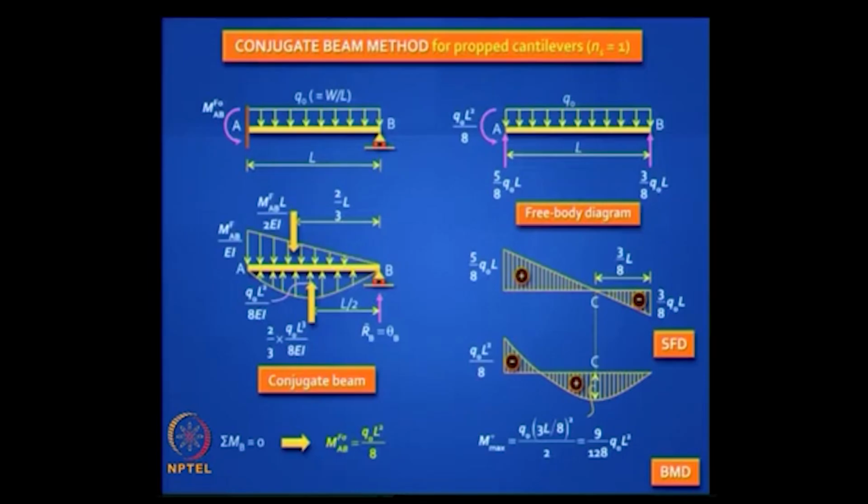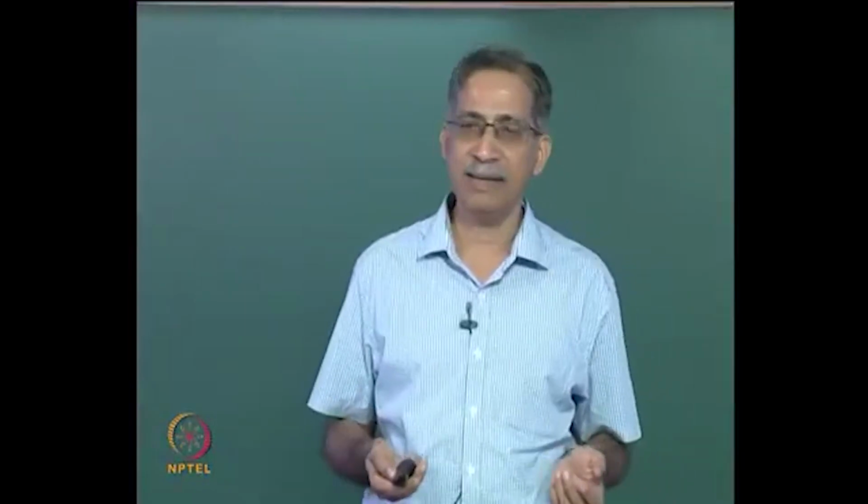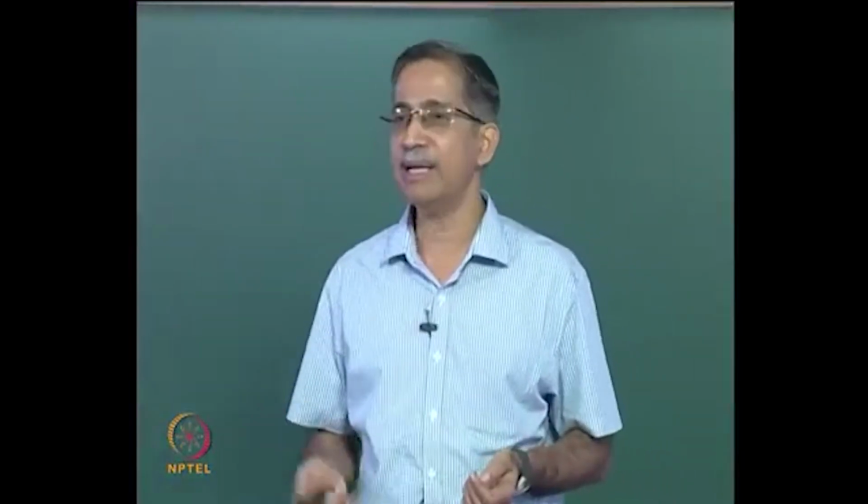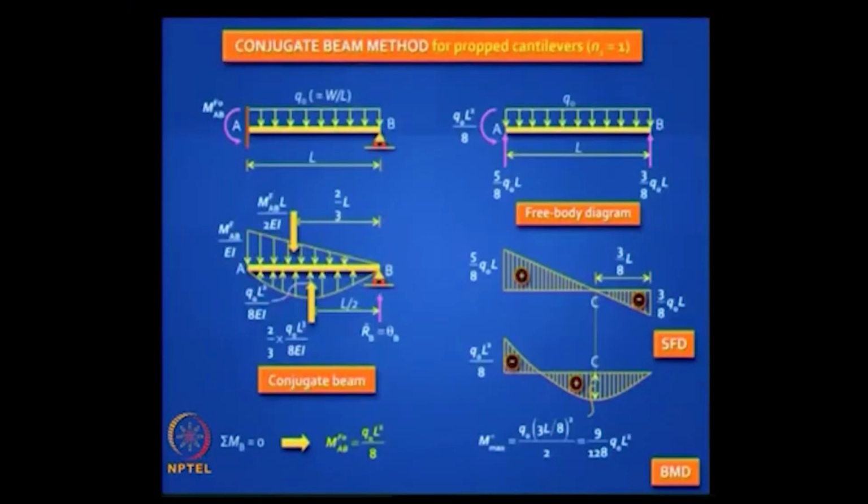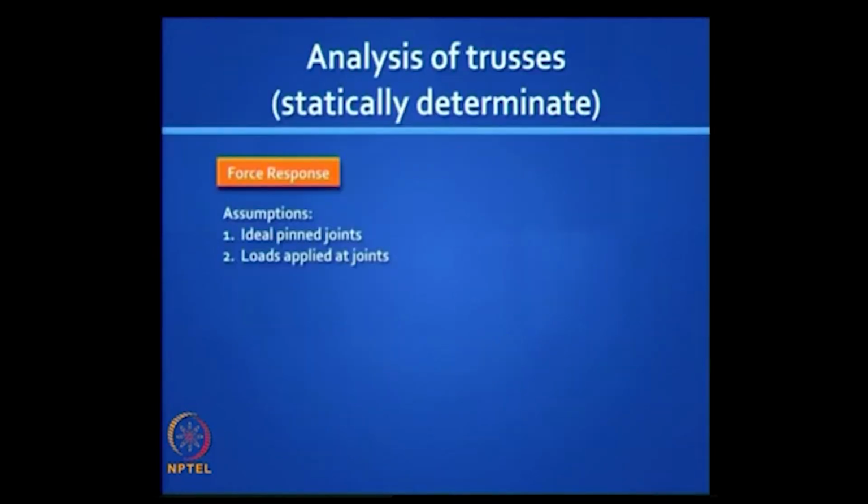Okay, so you can draw the shear force diagram and the bending moment diagram once you get the fixed end moment, because once you have got the fixed end moment, the beam is now statically determinate, and you know how to draw shear force and bending moment diagrams. For a statically determinate beam, the maximum bending moment will be where the shear force changes sign. You are quite familiar with all this.